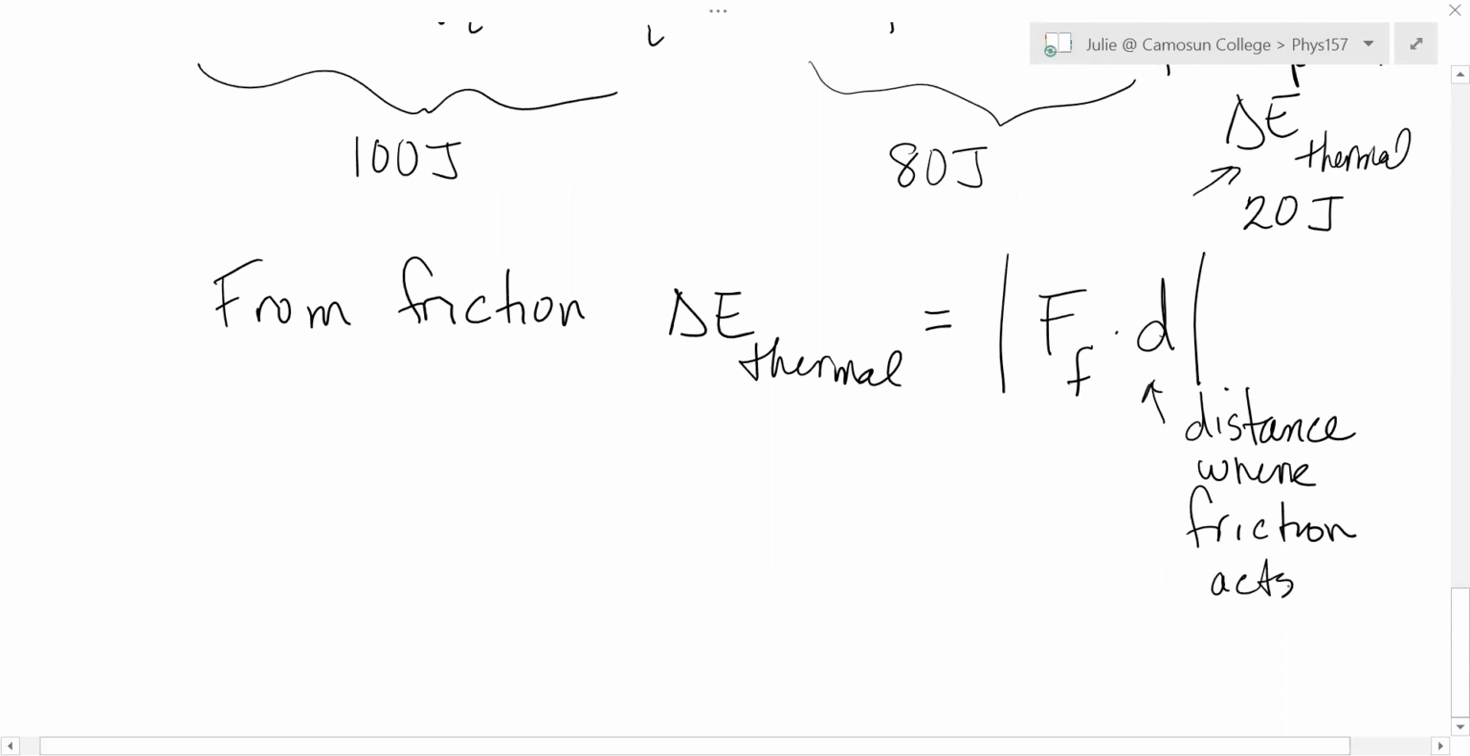Now beware, you might also read that the work done by friction is negative force of friction times distance. That's absolutely true. Friction does do negative work because it's trying to slow the object down. But the amount of heat generated, that's a positive number. So you take the absolute value of that work.